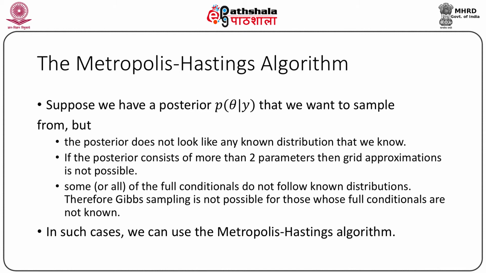Then we want to sample from it, but the posterior does not look like any known distribution that we know. If the posterior consists of more than two parameters, then grid approximation is not possible. Some or all of the full conditionals do not follow known distributions. Therefore, Gibbs sampling is not possible for those whose full conditionals are not known. In such a case, we can use the Metropolis-Hastings algorithm.